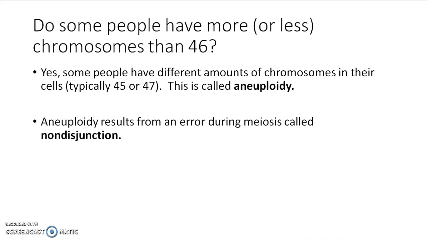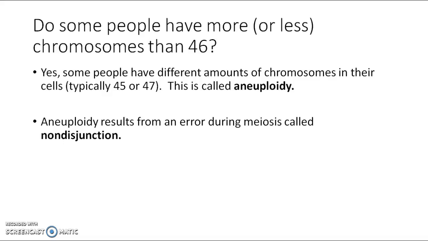Another question we can look at when we talk about meiosis is, do some people have more or less chromosomes than 46? And the answer to that is yes. There are some people that have different amounts of chromosomes in their cells. Typically, they would have either 45 or 47. When they have a different number of chromosomes than is normal, we call that aneuploidy.